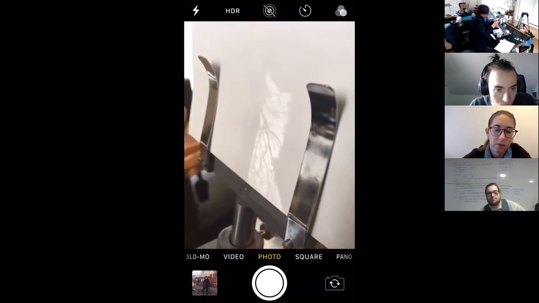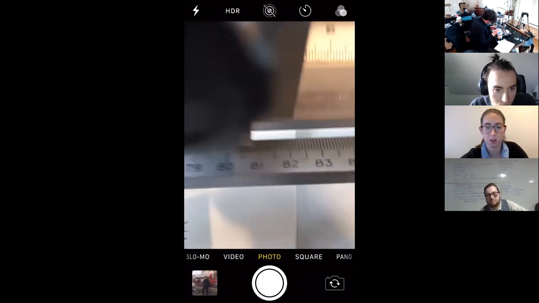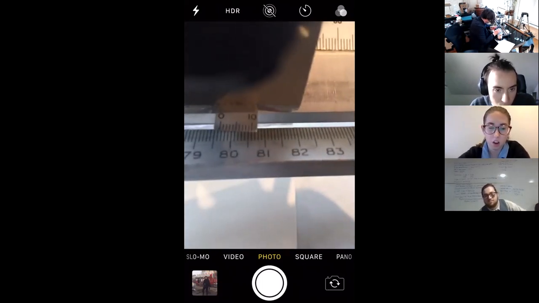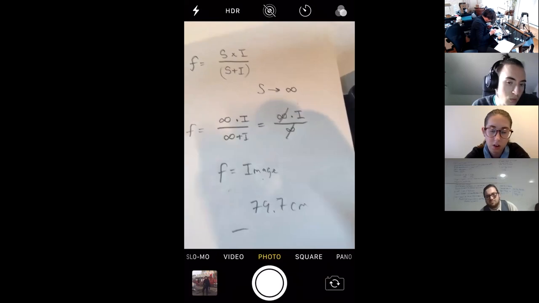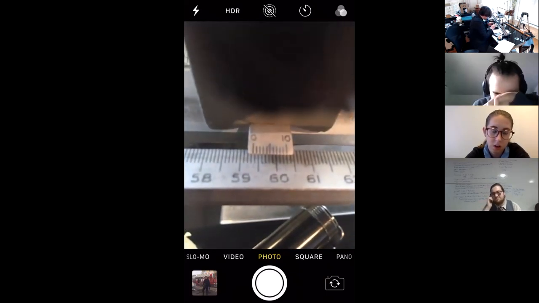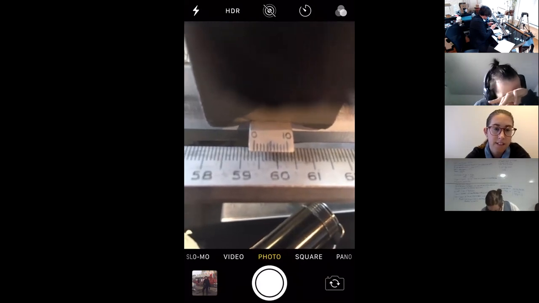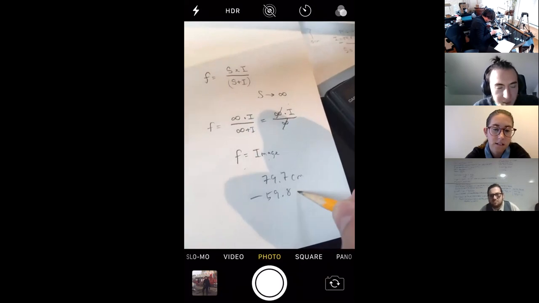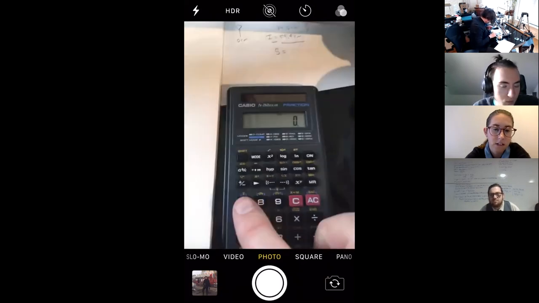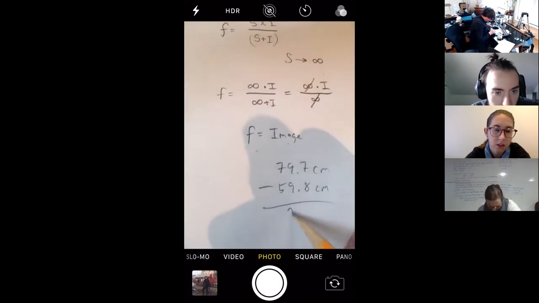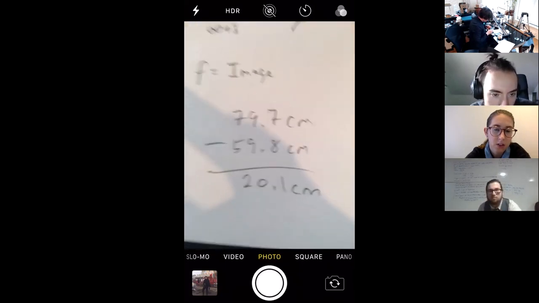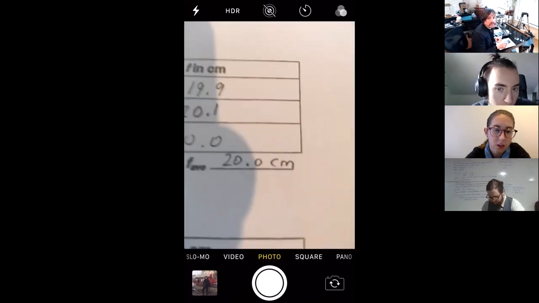Now here, we can see the trees are in focus. We know that the focal length is equal to the image distance. Let's check out our image distance and see how that works. This has a value of 79.7 centimeters, and we'll subtract it from 59.8 centimeters. And you get about 20.1 centimeters. So it's roughly in agreement with the same focal length we got using the nearby method.